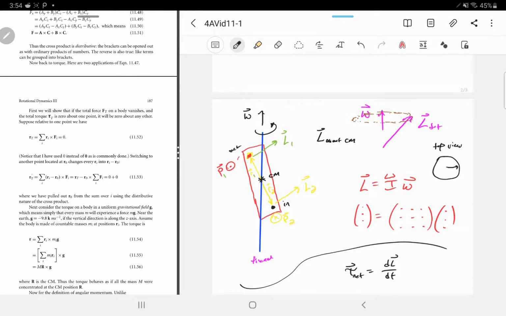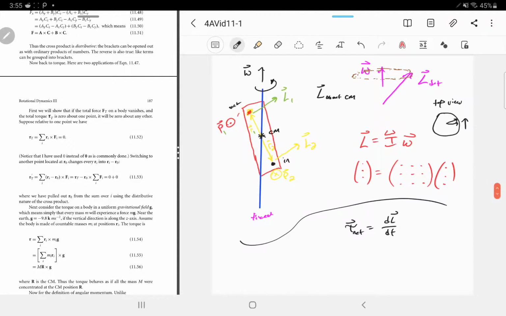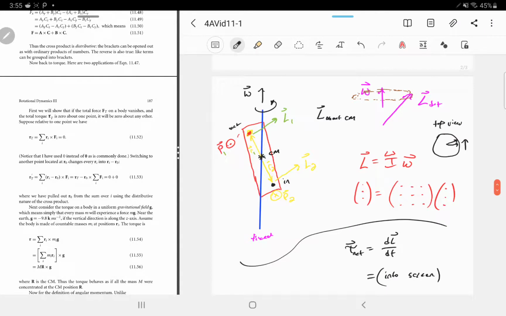It's looking like this. At the next moment in time, it looks like this. That means that the change is this way. But remember, this is a top view. So going back to the side view, that means it's into the page, into the screen. But really, that's a consequence of the net torque. So there needs to be something pulling. There needs to be an overall twisting motion in order to get this to move like this.